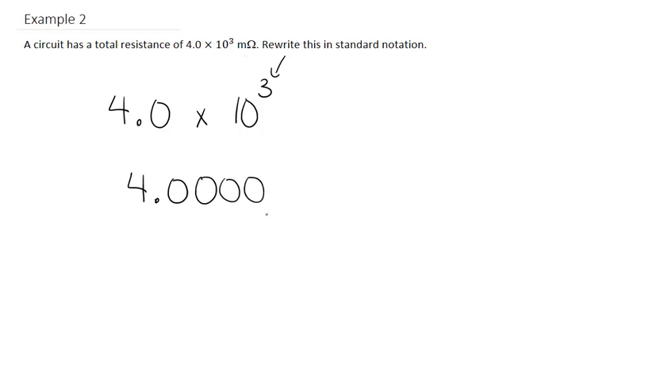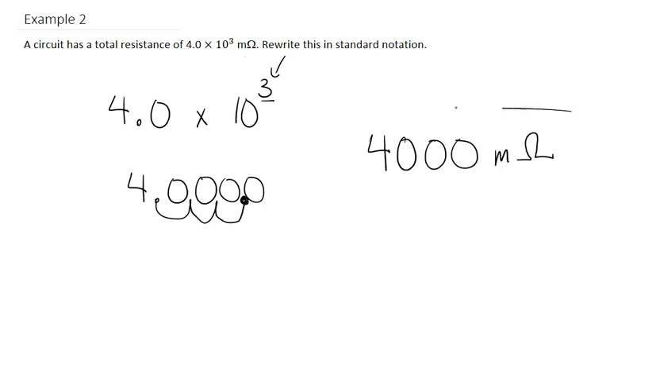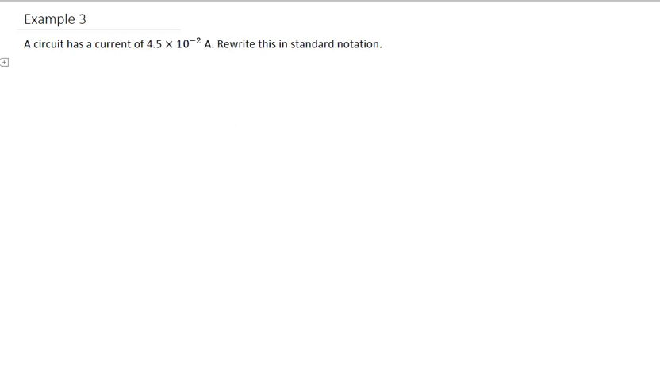So let's add zeros. This number is 3, so that means we need to move it over 3. So we have 1, 2, 3. We place the decimal there. And so when we rewrite it, it's 4,000 milliohms. Let's look at another example.